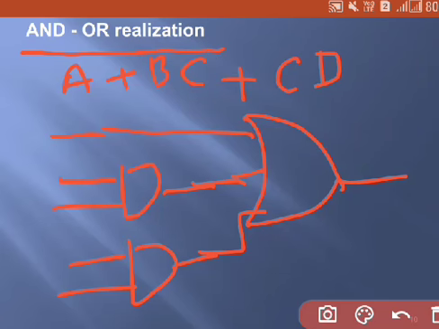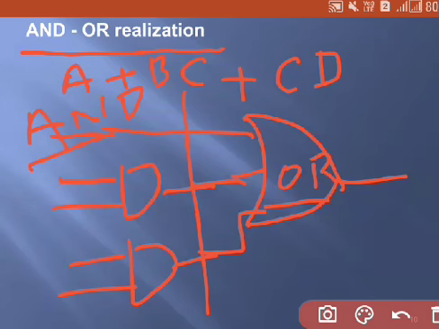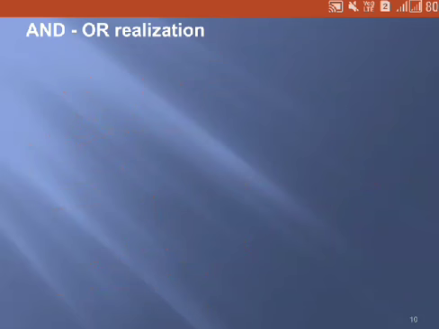AND OR realization means the first stage consists of AND gates and the second stage consists of OR gates. That is the meaning of AND OR realization. All the sum of products forms, all the minimal SOP forms, can be realized with the help of AND OR realization. Remember this.